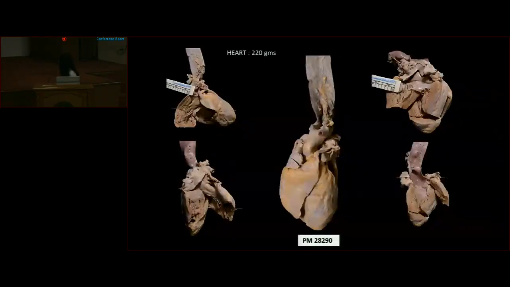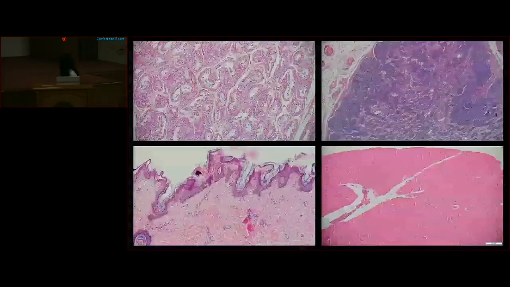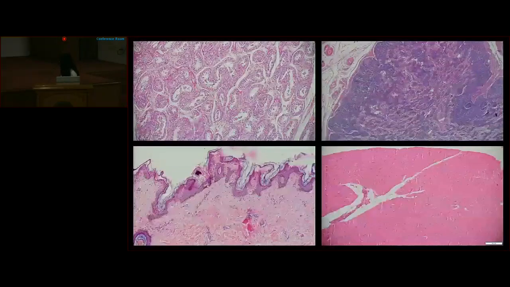Now coming to the heart, it weighed 220 grams. The outer surface is normal. On cutting open, all the chambers and the valves, from the right inflow, the right outflow, the left inflow and the left outflow, were normal and no vegetations were noted. Normal histology of the heart was confirmed. Microscopic evaluation of the testes, mesenteric lymph nodes, skin, and the skeletal muscle did not show any diagnostic pathology.